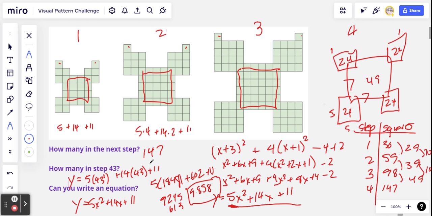Well, how did that go for you? Did you get 147 for step 4? How did you tackle this monster? Did you try to get an equation from this visual, or did you analyze the numbers? I'd like to know. Thanks, everybody.